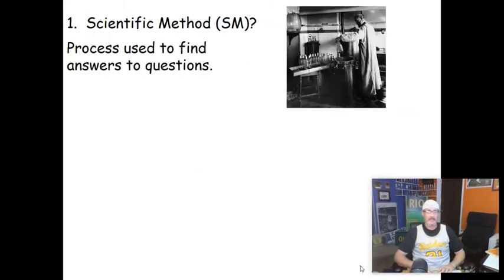Scientific method, you can abbreviate that every time after this as capital S, capital M. So anytime you see scientific method from here on out, you can put capital S, capital M. But it's a process that we use to find answers to questions. You do not have to be a scientist to use a scientific method. It is just a process, an organized manner of finding answers to questions.